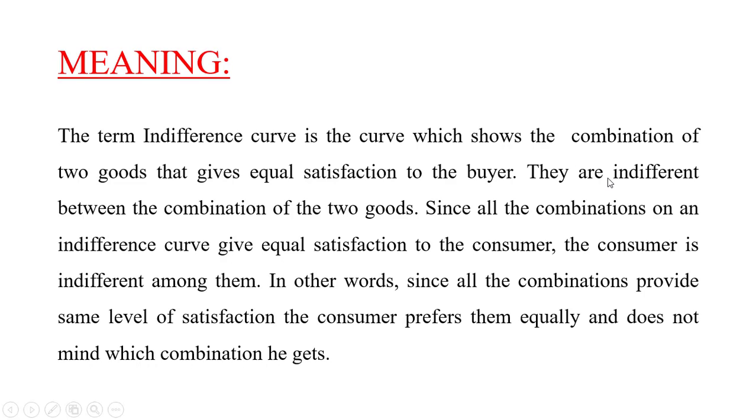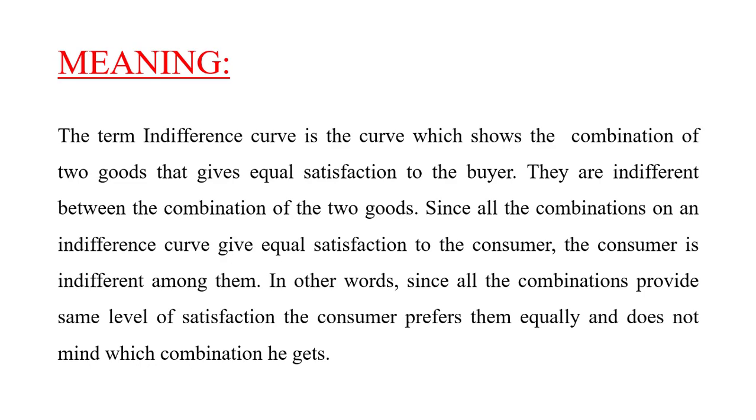The main meaning of this indifference curve is that we see the combination of two goods that gives equal satisfaction to the consumer or to the buyer. When the consumer is consuming the combination of two goods, remember the word combination of two goods, then it is always an indifference curve. When we talk about only one good and see the changes according to the price of the good and how much satisfaction it is giving, it is called the law of diminishing marginal utility.